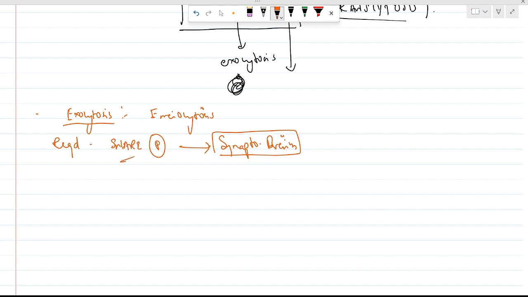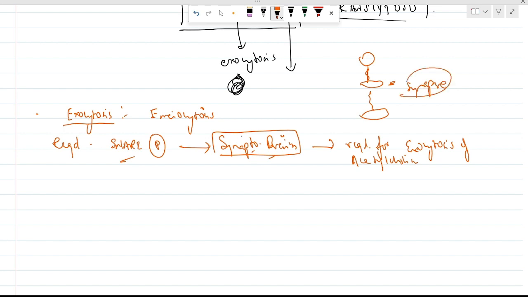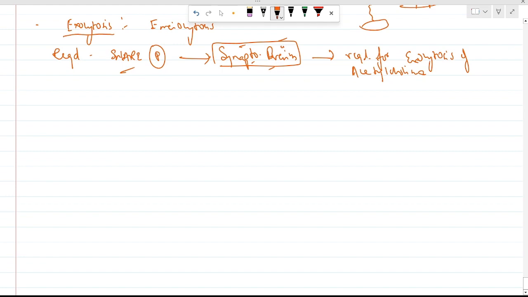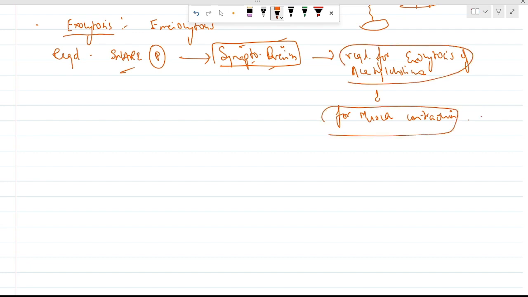The SNARE protein synaptobrevin is required for exocytosis of acetylcholine. From this word you can imagine the synaptobrevin protein is present in the synapse. The synapse is in between two neurons. So synaptobrevin, a type of SNARE protein, is required for exocytosis of acetylcholine. Acetylcholine is the neurotransmitter required for transmission of nerve impulses from one nerve fiber to another. It is required for muscle contraction, so exocytosis of acetylcholine is very important for muscle contraction.